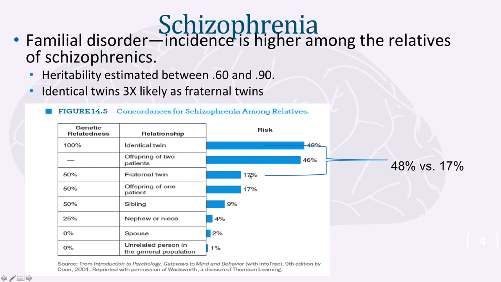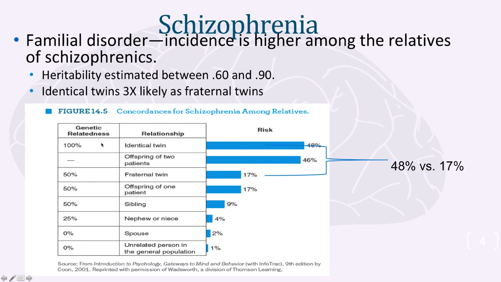So let's take a look at what we're looking at here. If we start looking at fraternal twins, their genetic relatedness is 50%, right? And we can see that if one fraternal twin has schizophrenia, in 17% of those cases, the other twin will also have schizophrenia. But that rate goes up to 48% when the twins are identical and share 100% of their genetic material. So we can see that the rate triples. And so that's an indication that there's quite a high level of heritability.